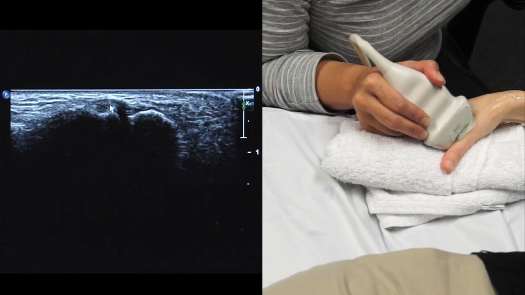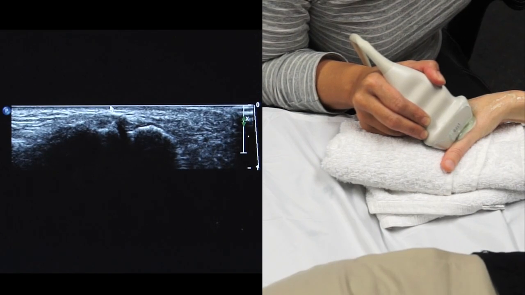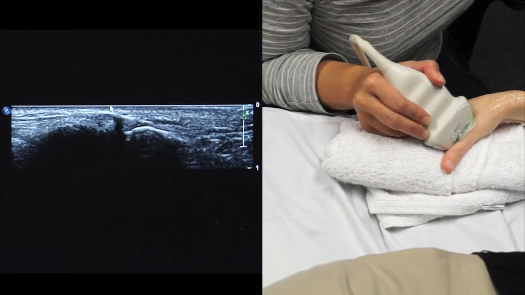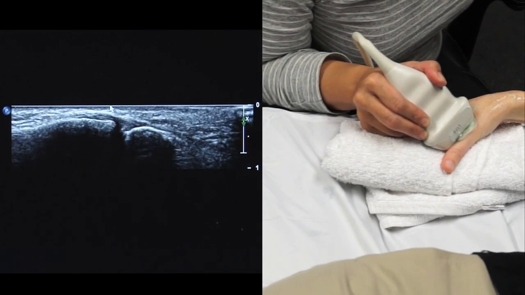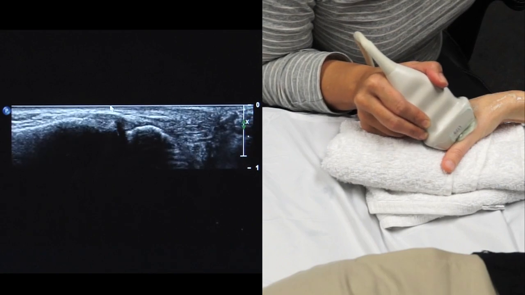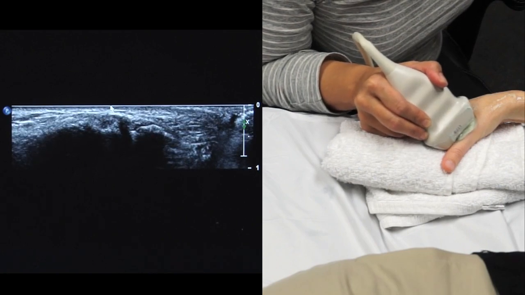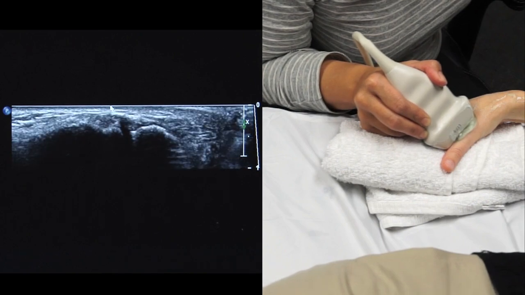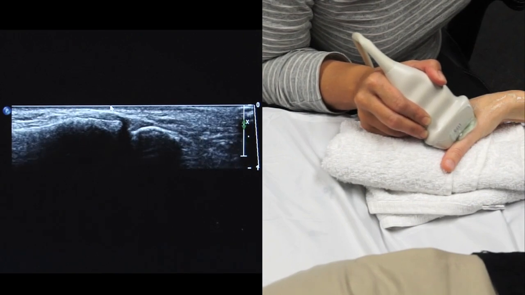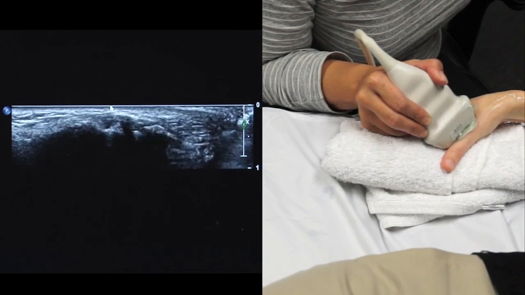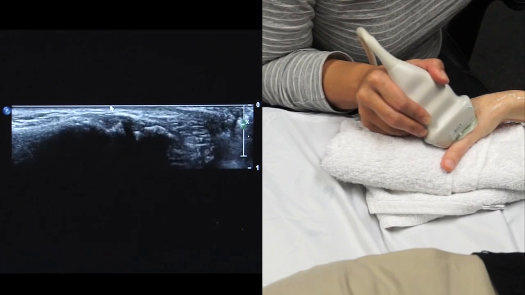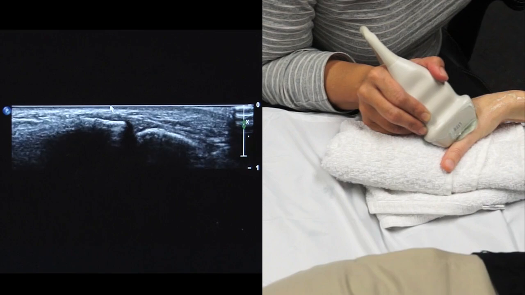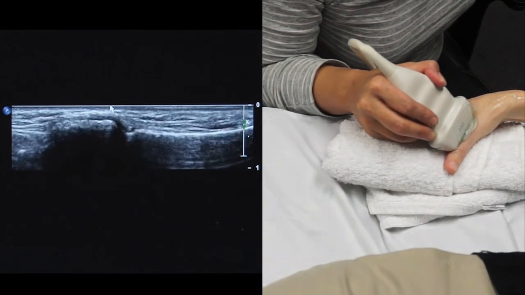Okay, and in this case, I'm going to again decrease my depth to get a better picture. I might try to adjust the focus. And I also want to increase or decrease the gain to improve the picture. Okay, see how the bony surface changes as you reorient your transducer.